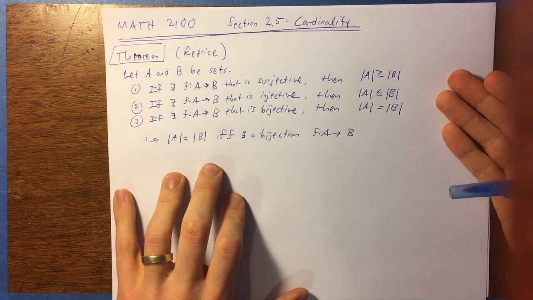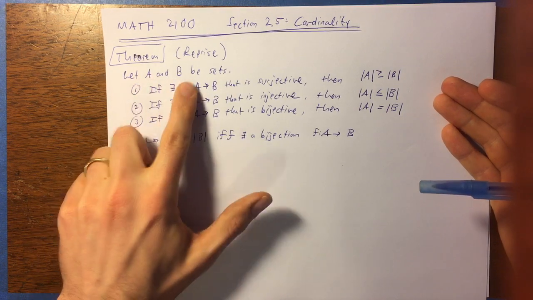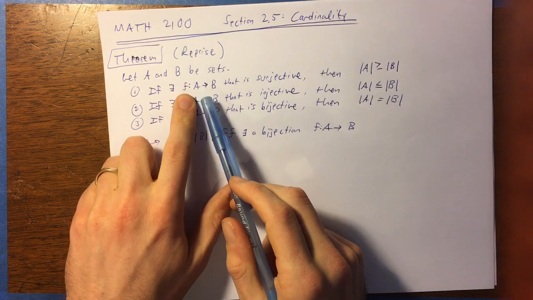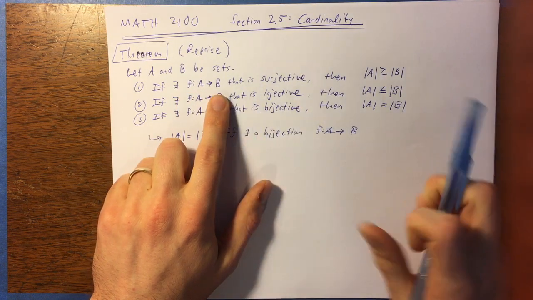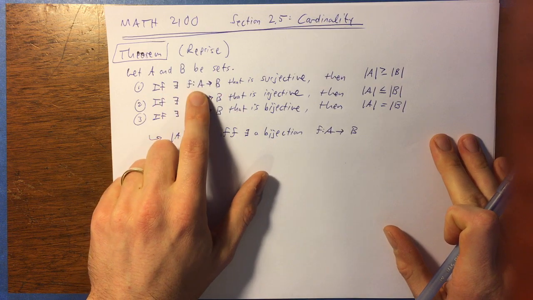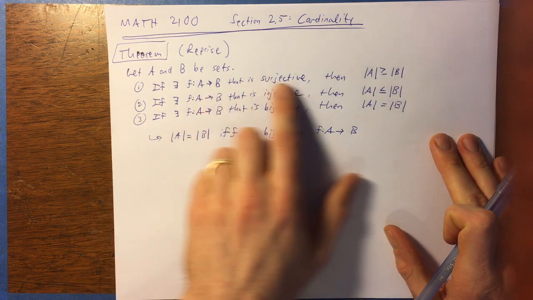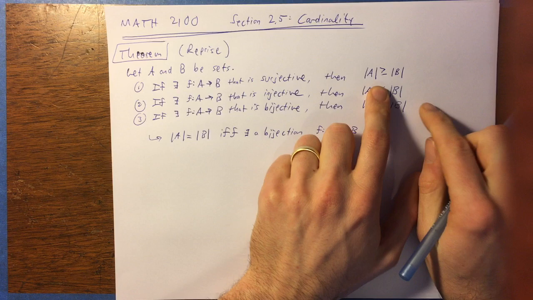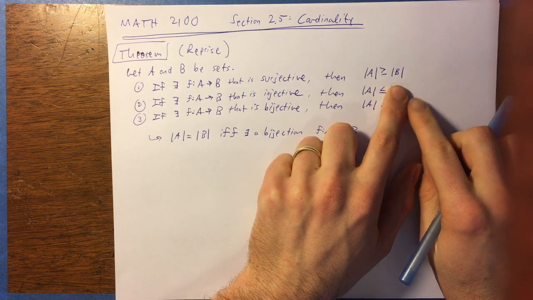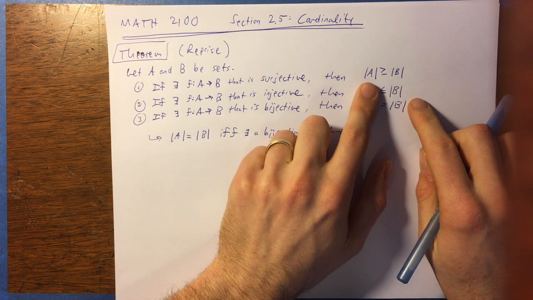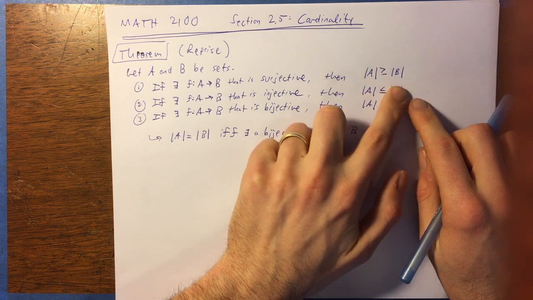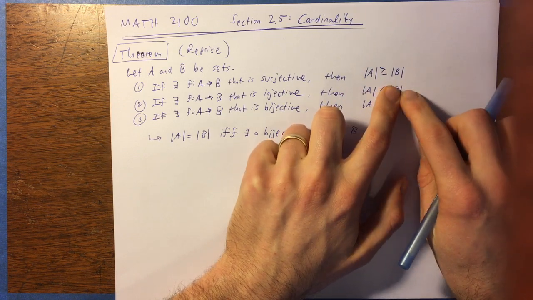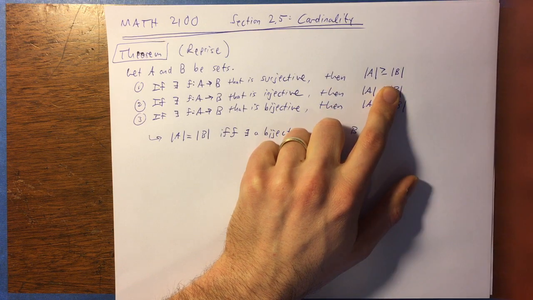So let's review. If you have two sets A and B, if there exists a surjective function from A to B, right? So if it's possible to make a surjective function from A to B, then that means that the cardinality of A has to be greater than or equal to the cardinality of B. All right, so remember, if it's possible to make it surjective, then you have to have at least as many things in A as in B so that you can cover all of the elements in B with arrows, so to speak, right?